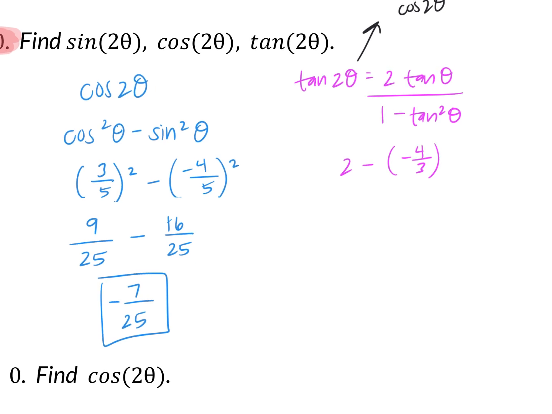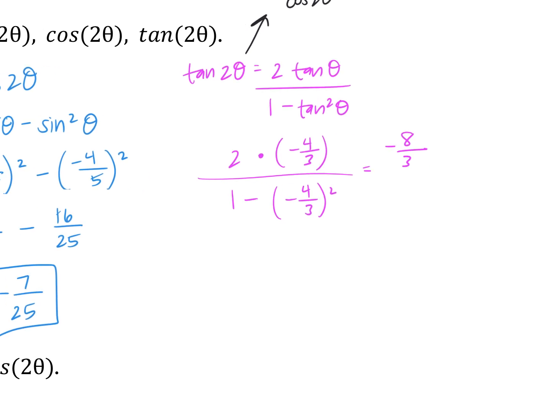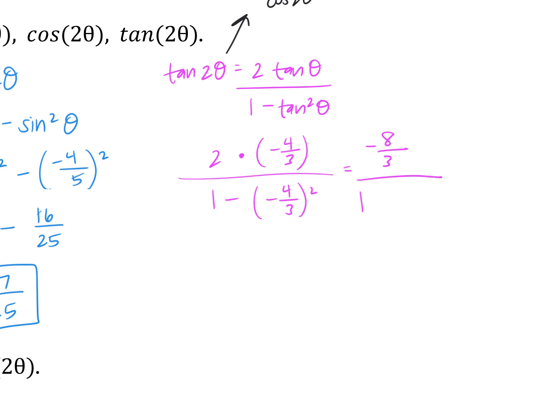No, it's 2 times. Sorry. My bad. 2 times, and then all divided by 1 minus my tangent of theta, which is negative 4/3, and I'm squaring that. Okay, so I can go ahead and multiply across on the top. This would give me negative 8/3, all divided by 1 minus, square both things, that gives me 16/9.